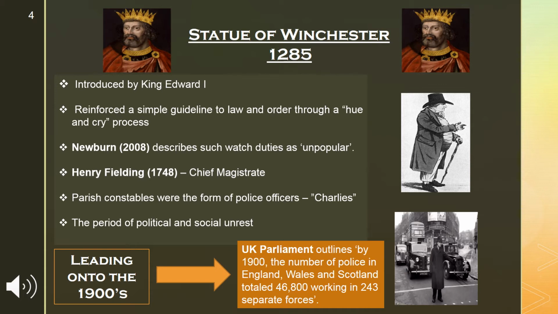Henry Fielding was a famous chief magistrate at Bow Street Court in 1748, where he became responsible for the shifting of focus from reactive policing to proactive policing during this time.